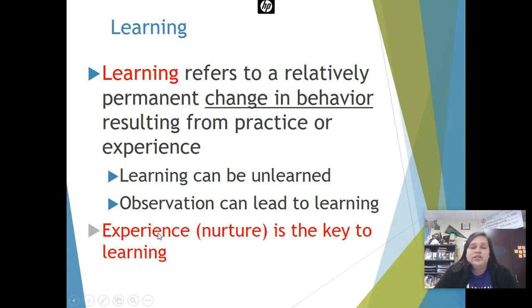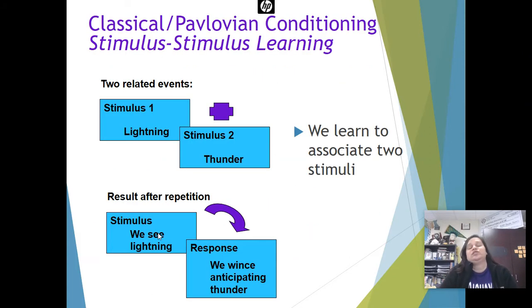So we talked about learning in the last section, and we know it all has to do with a change in behavior, usually because of some kind of practice or experience. And then we're able to observe some kind of change in behavior. Learning can be unlearned. We can learn through observations and experience. But in this section, we're learning about how we form associations. So classical conditioning has a couple other names. It's also known as Pavlovian conditioning for Ivan Pavlov, and also stimulus-stimulus learning.